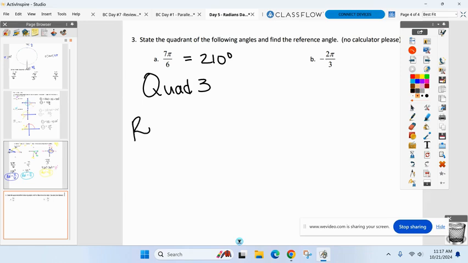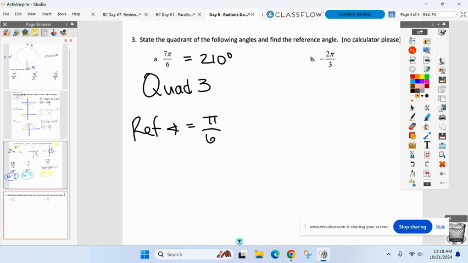I really don't want to draw this. Reference angle, if I had 7 pi over 6, must be 5 or 6. 30. 30, which is what in radians, pi over 6. Like we talked, 7 pi over 6, detach the 7, you got the reference angle.